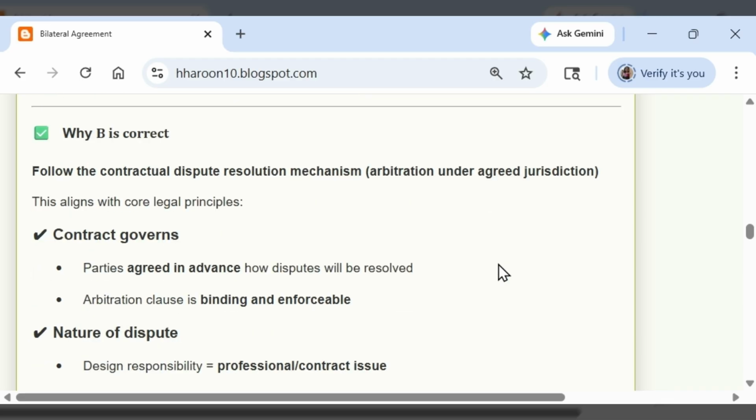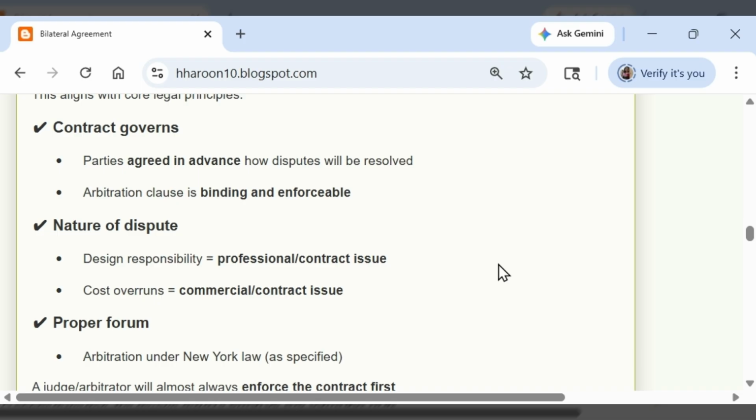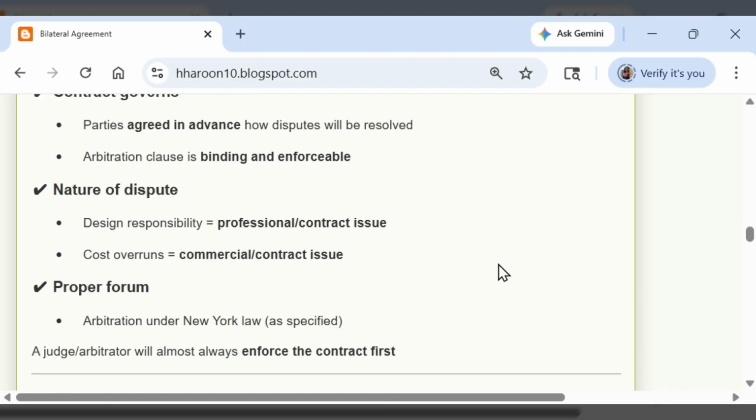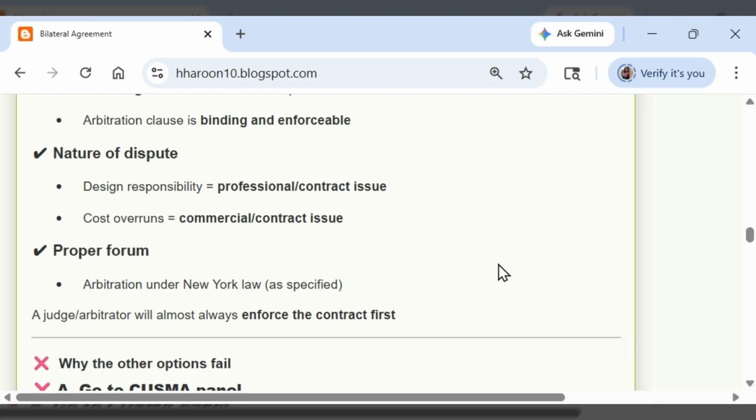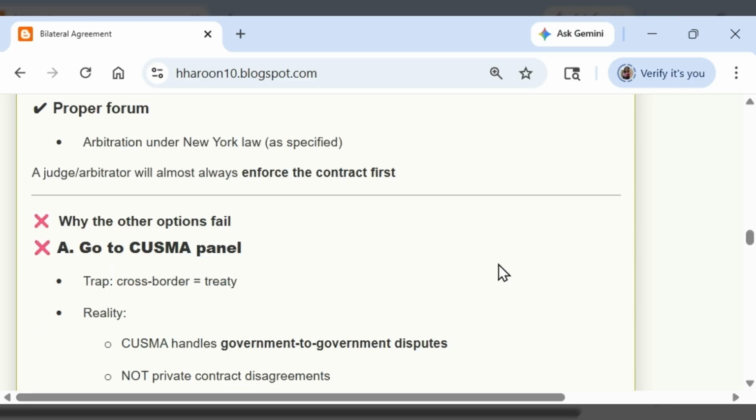Why B is correct: follow the contractual dispute resolution mechanism, arbitration under the agreed jurisdiction. This aligns with core legal principles. The contract governs: the parties agreed in advance how disputes will be resolved, and the arbitration clause is binding and enforceable. Nature of the dispute: design responsibility is a professional contract issue, and cost overruns are a commercial contract issue. Proper forum: arbitration under New York law, as specified. A judge or arbitrator will almost always enforce the contract first.